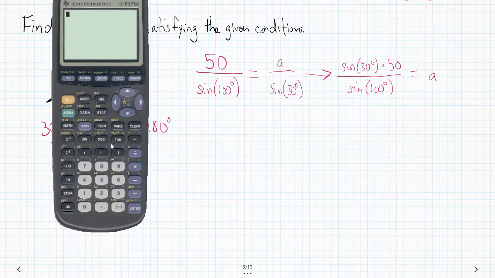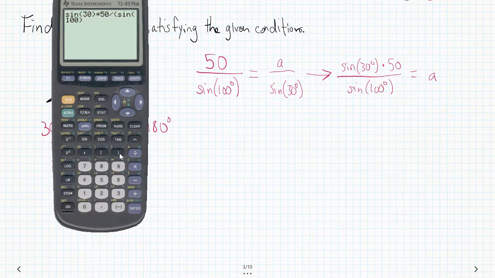Okay, so moving forward from here, what do we want to punch in? Well, we want to punch in the sine of 30 degrees. So sine of 30 degrees. So we already have it in terms of degrees. And then we want to multiply by 50. And we want to divide that by our, and I'll put it in parentheses, it's just a good habit to get into, put your whole denominator in parentheses, sine of 100 degrees. So sine of 100.